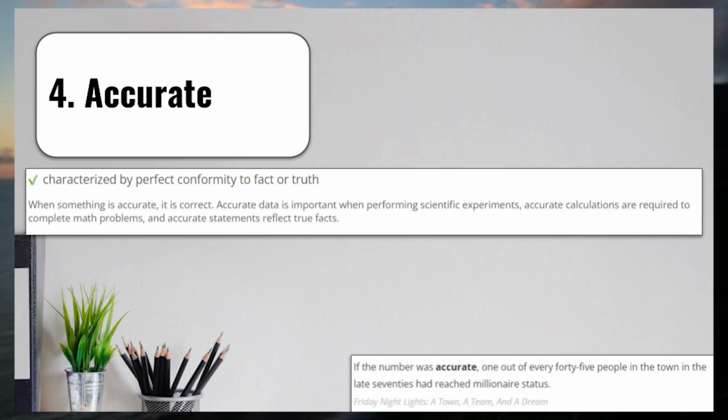Term number 4 is accurate. Accurate means characterized by perfect conformity to fact or truth. When something is accurate, it just means that it's correct. Accurate data is important when performing scientific experiments so that things don't mess up. You have to have the right measurements for the experiment to work, so you have to measure things out very accurately. When you're thinking accurate, think of exact. You're trying to measure things up as they're supposed to be.